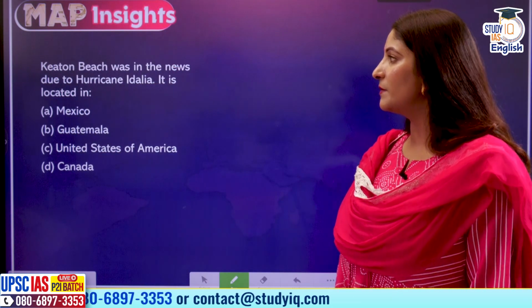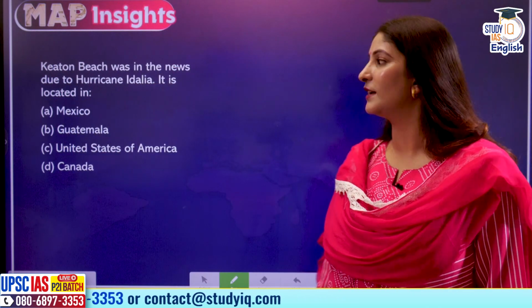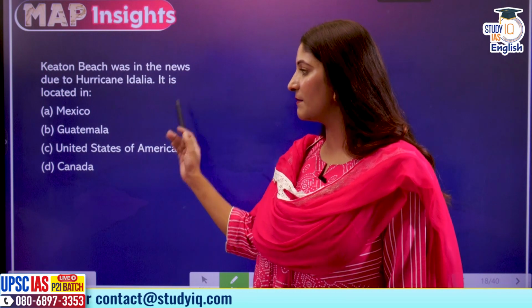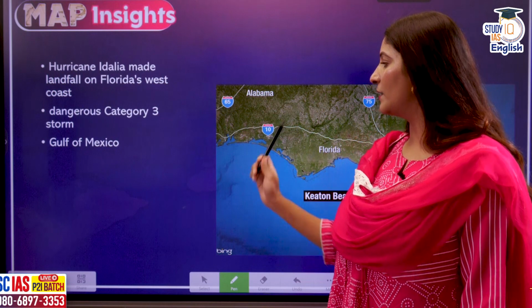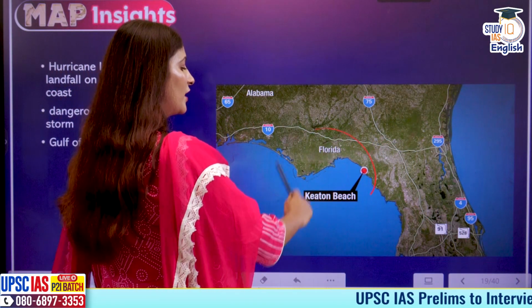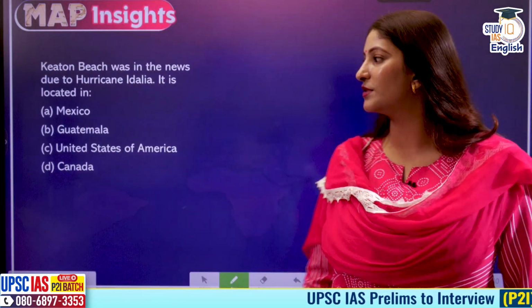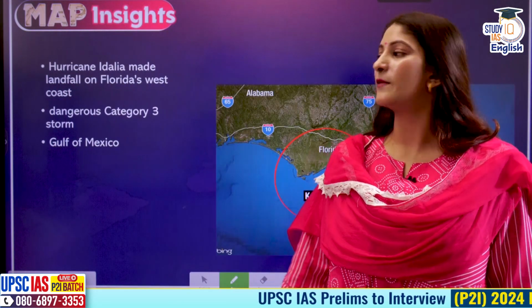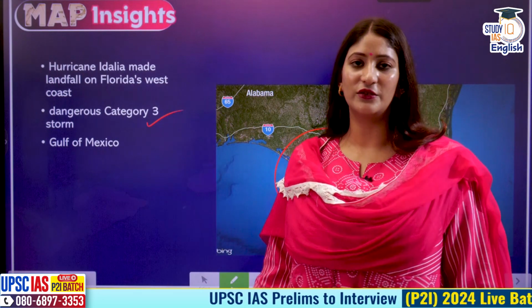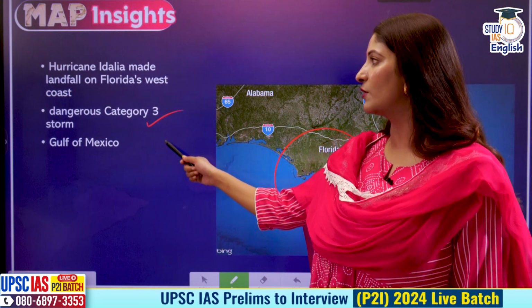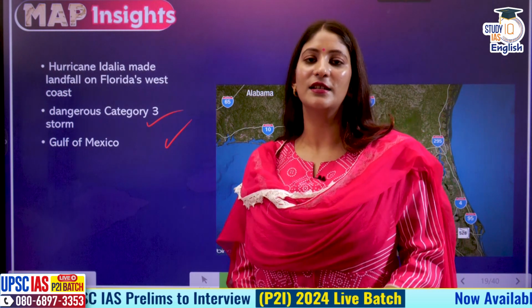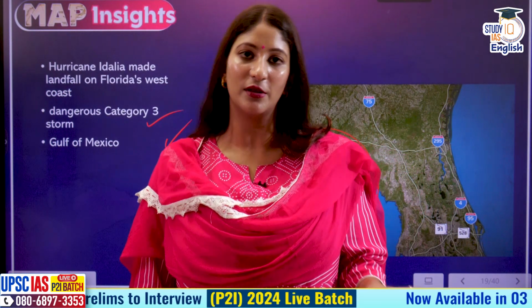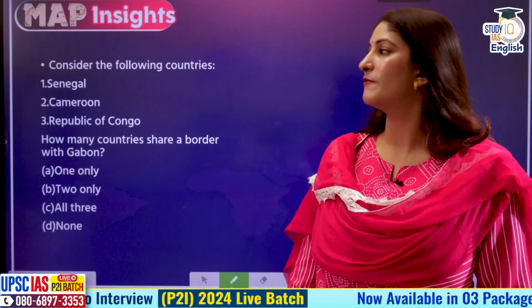Moving on. Keaton Beach was in the news due to Hurricane Idalia. It is located in Mexico, Guatemala, United States of America, Canada. Now here is the Keaton Beach. As you can see, it is in Florida. Florida, of course, we are talking about the USA. So the correct answer to this question will be the United States of America, and it was a dangerous category 3 storm that developed in the Gulf of Mexico. Sometimes it can also be asked about the hurricane and where it developed. So remember, it developed in the Gulf of Mexico.